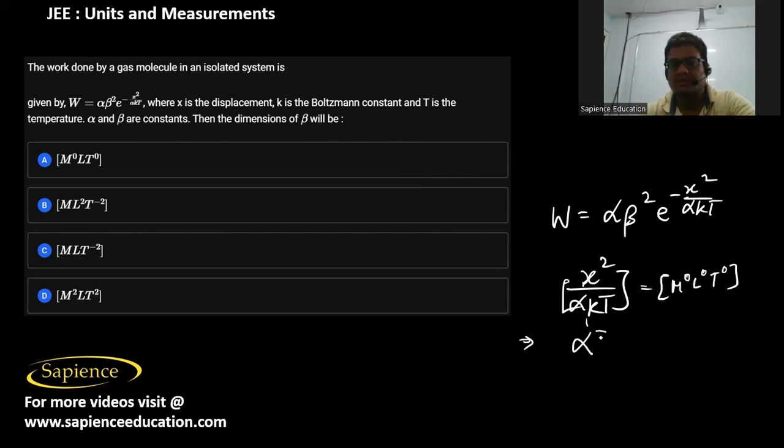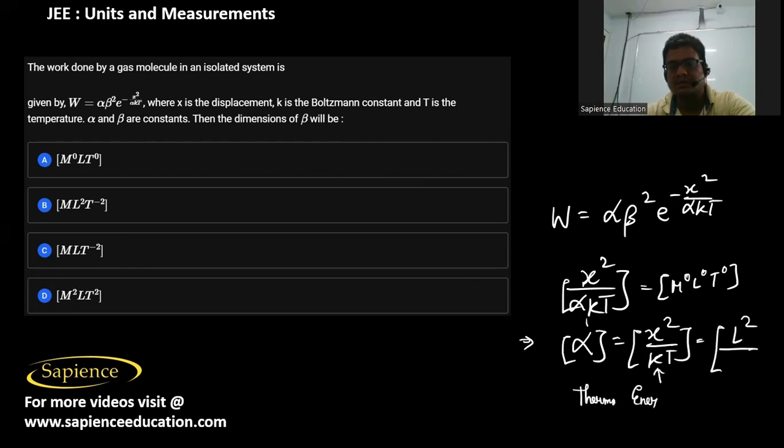So therefore, the dimensional formula for alpha will be the same as the dimensional formula for x square by kt. X is displacement, so the dimensional formula for x square will be L square, and kt is thermal kinetic energy, so it will have the same dimension as work done, which is ML square T power minus 2. L square will cancel. So therefore, the dimensional formula for alpha is M power minus 1 T power 2.